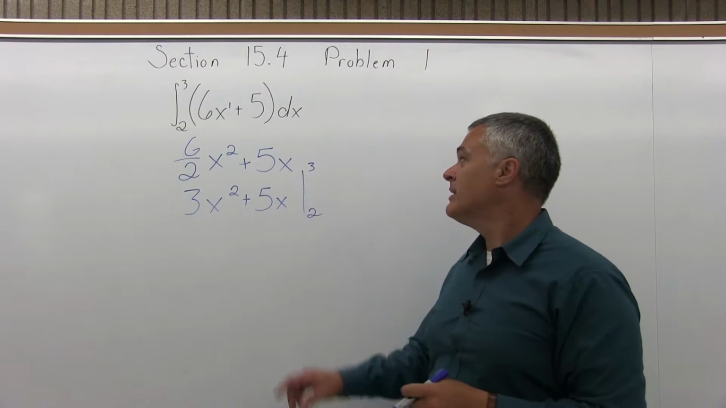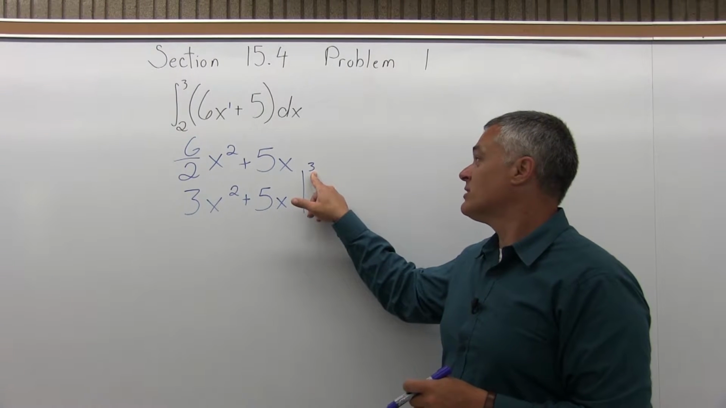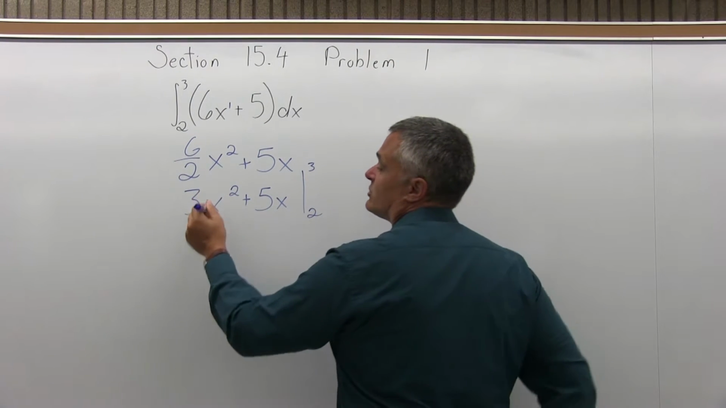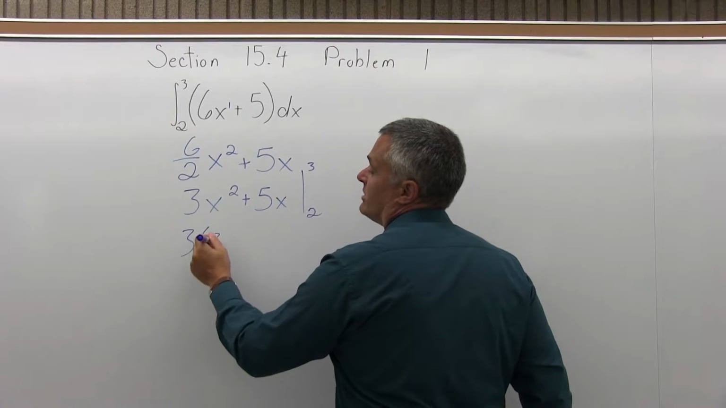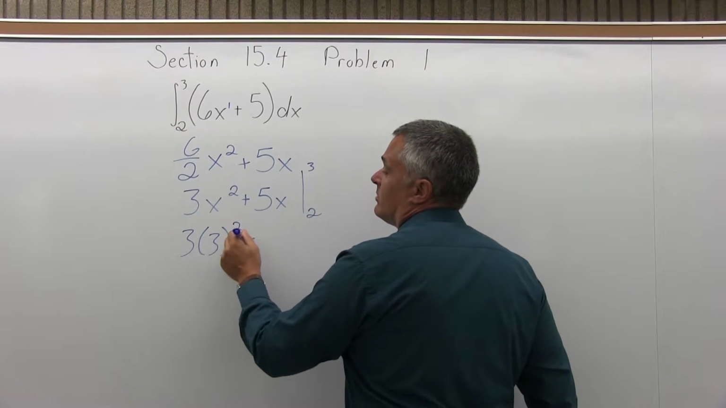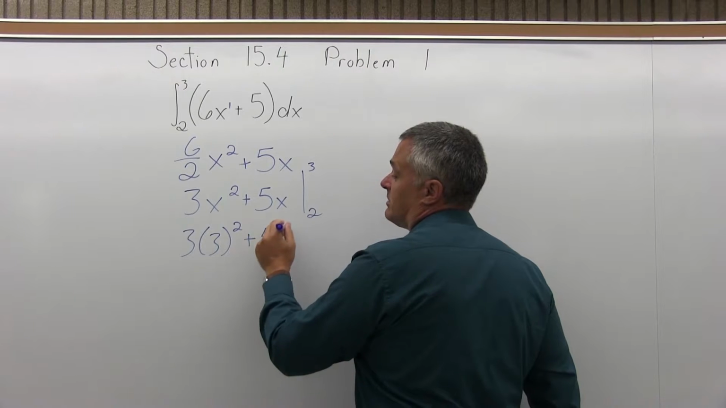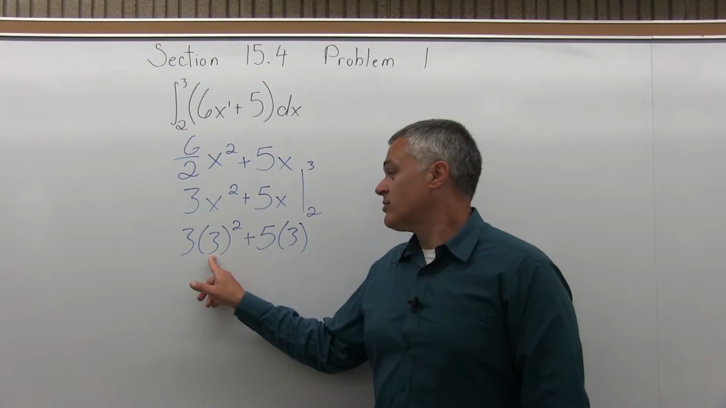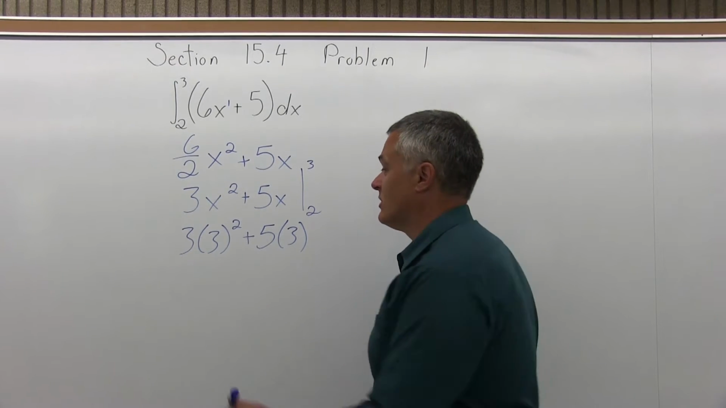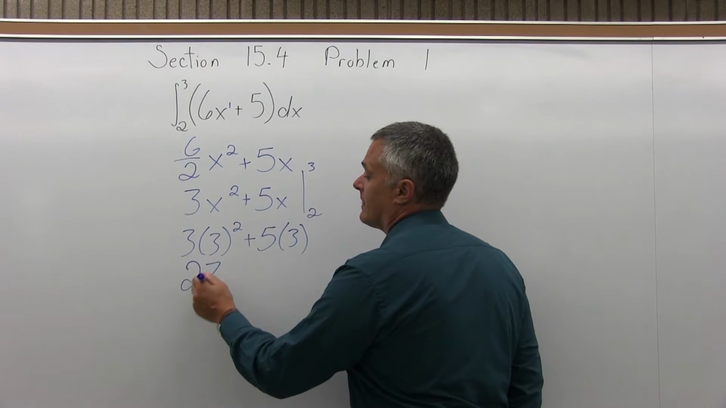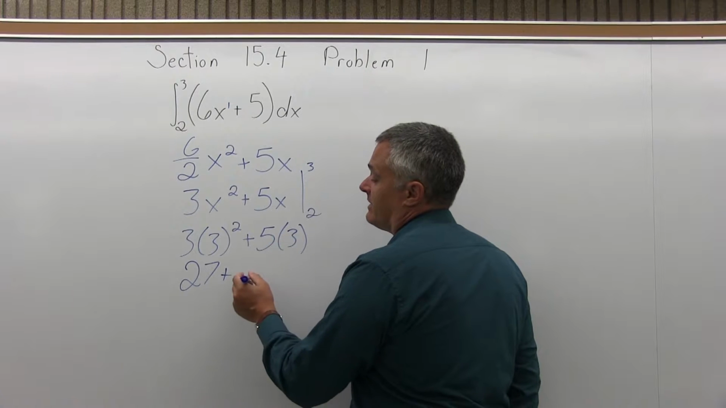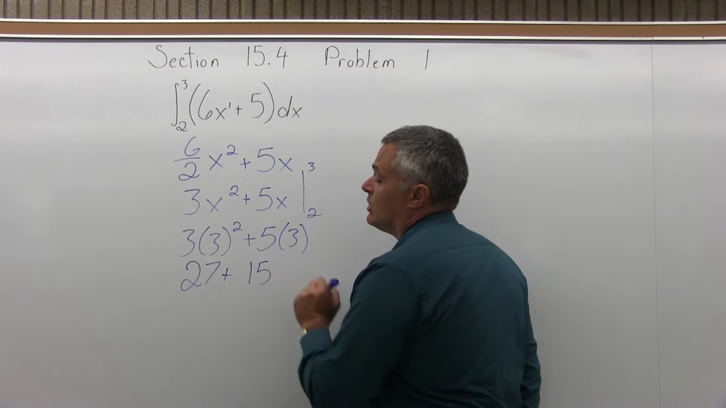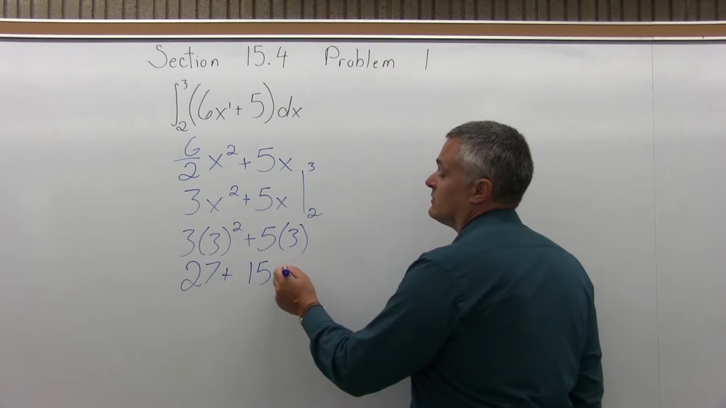The second step is plug in the top limit of integration. So where I have an x, this 3x squared will become a 3 times 3 squared, and then plus 5 times x becomes plus 5 times 3. And then we'll do that work. 3 squared, 3 times 3 is 9, times the 3 in front is 27. And then 5 times 3 is 15. 27 plus 15 is 42.